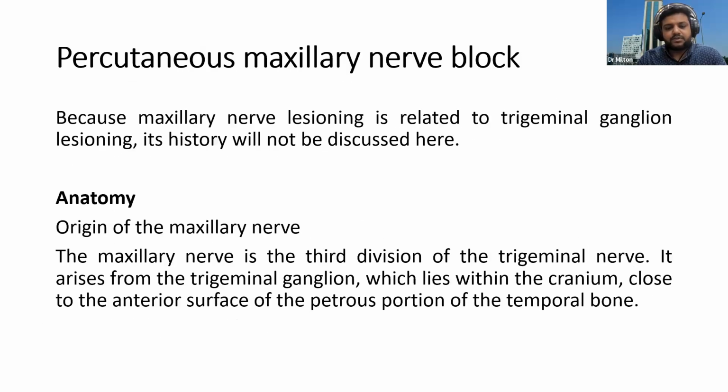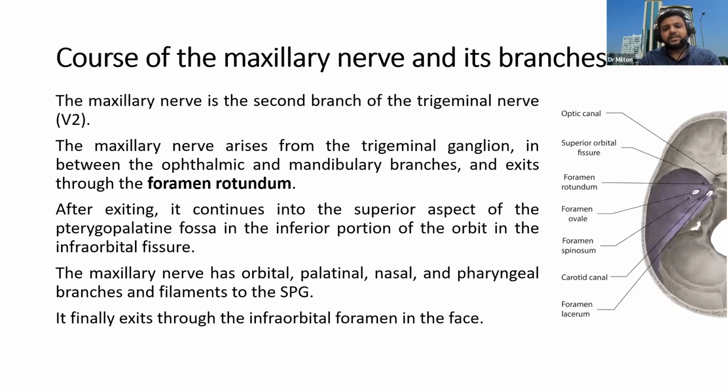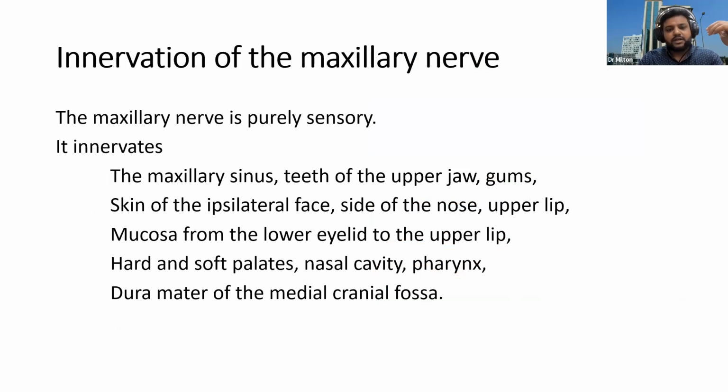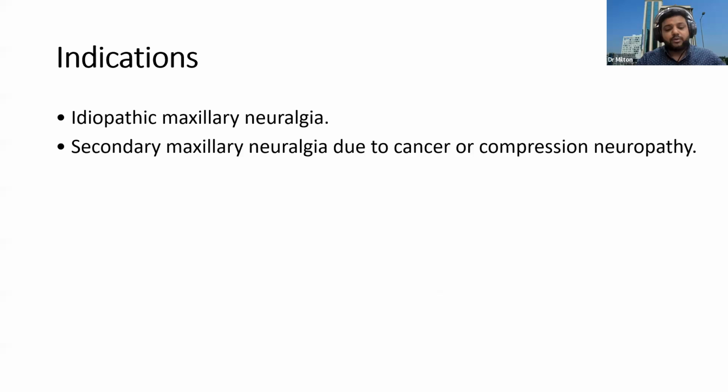maxilla. Okay. So here the maxillary nerve enters through the foramen rotundum. After that it innervates the maxillary sinus, teeth and the upper jaw, and the ipsilateral face and the nose and the upper lip and the mucosa of the lower eyelid, the hard and the soft palate, the nasal cavity, pharynx and the dura mater of the middle cranial fossa. So here it is the same thing: sometimes there is an idiopathic condition, or sometimes there is a secondary cause like cancer or anything that causes compression of these structures.